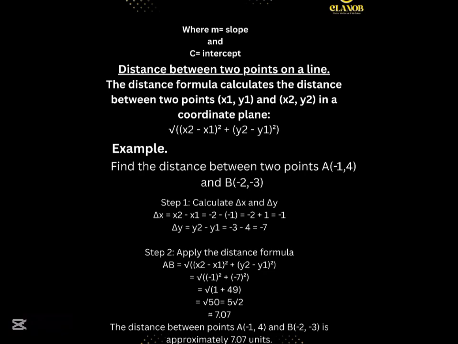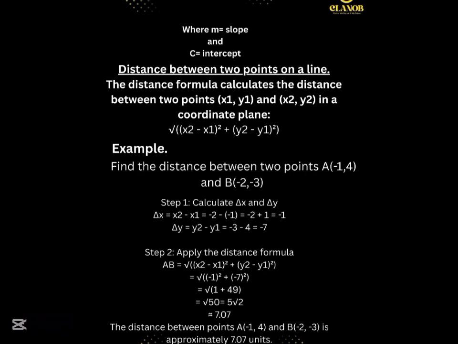Now, provided you have a line and you have two arbitrary points, (x1, y1) and (x2, y2), on the line, and you want to know the specific distance between these two points, we use the specific formula, which is the square root of (x2 minus x1) squared plus (y2 minus y1) squared. So this formula is used to get the exact distance between two points on a line.